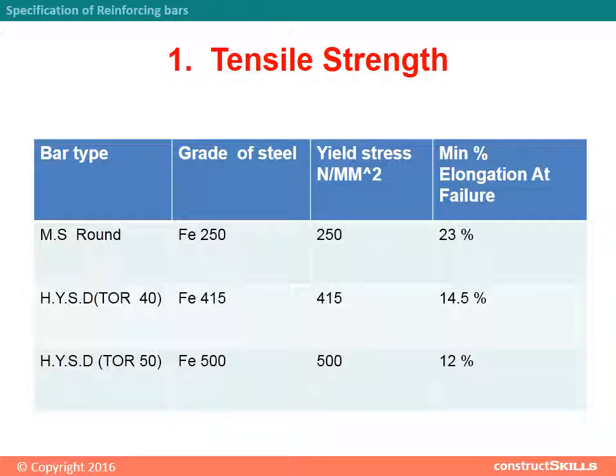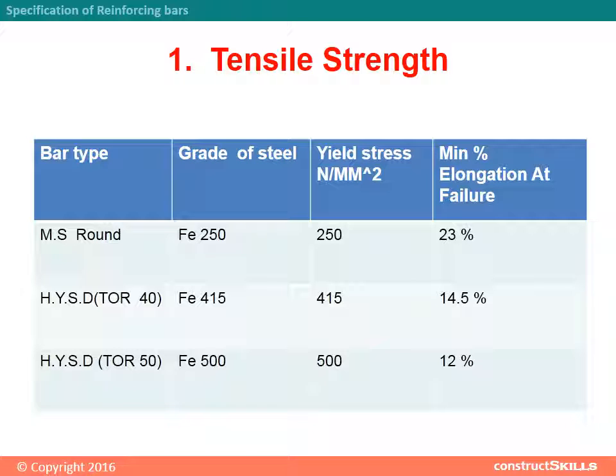Tensile strength. Mild steel round bar having grade of steel Fe 250, yield stress 250 Newton per millimeter square, minimum percentage elongation at failure is 23%.